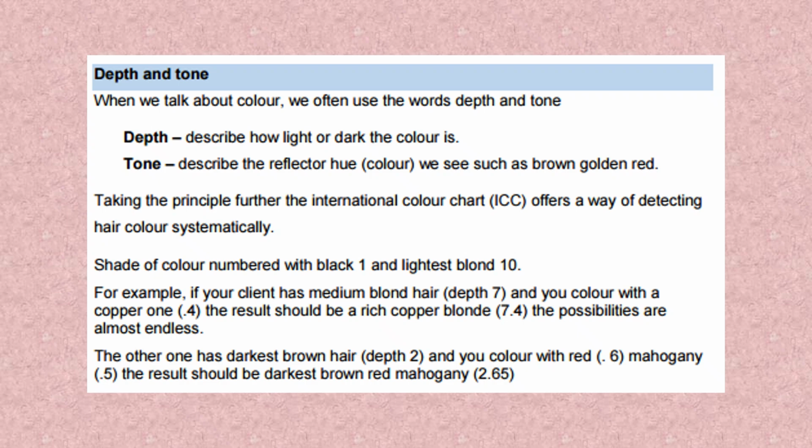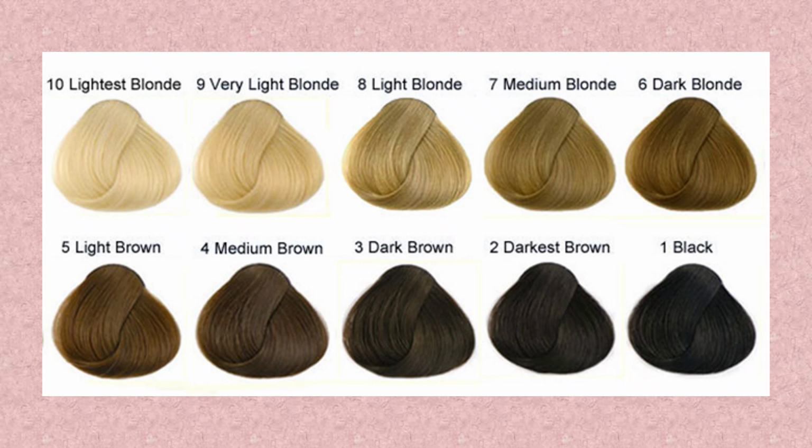Another client has darkest brown hair, like a 2, and you color with a red, a 0.6 mahogany, and a 0.5. The result should be darkest brown, red mahogany, 2.65. Remember, we are using this in the class, and we work with the International Color Chart booklet in the class.